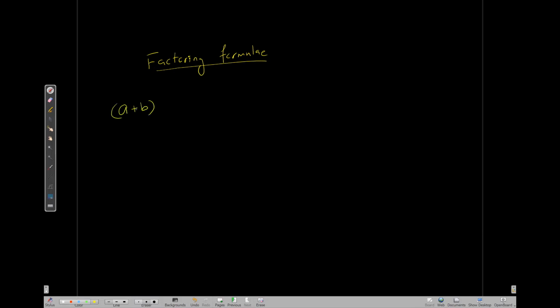(A plus B) squared. This one is A squared plus 2AB plus B squared. Now, there is a common mistake that students make. (A plus B) squared equals A squared plus B squared. This is wrong. This is wrong. Don't do that, right? There is a middle term.